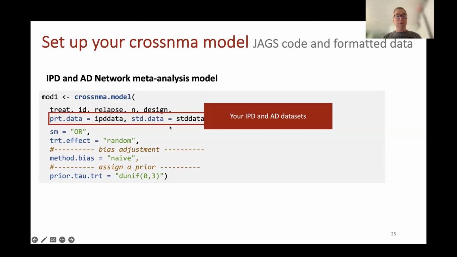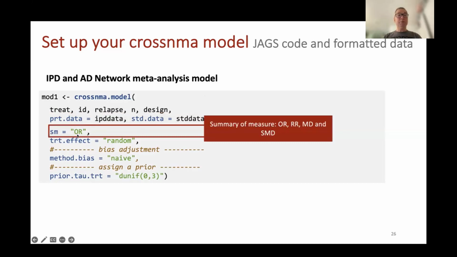And if you only have aggregated data, you would leave this part out and just work with this data set and so on. Then we have here the summary measure, which in this case is the odds ratio, which is also the default for binary outcomes. But as I already mentioned in the chat, you could also use risk ratios, mean differences, or standardized mean differences. For the latter two, you would have to provide an additional variable. For that, you could have a look at the help page.